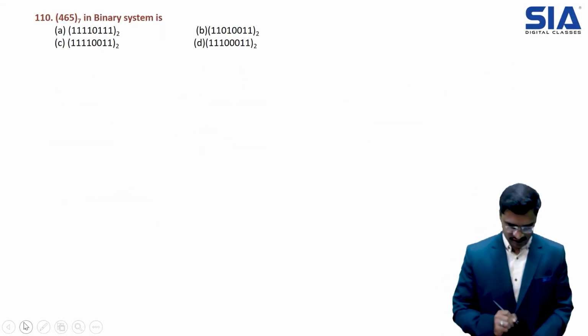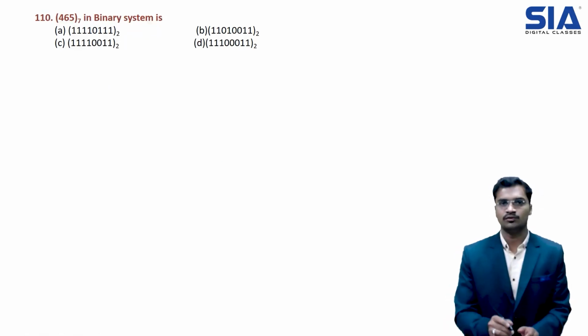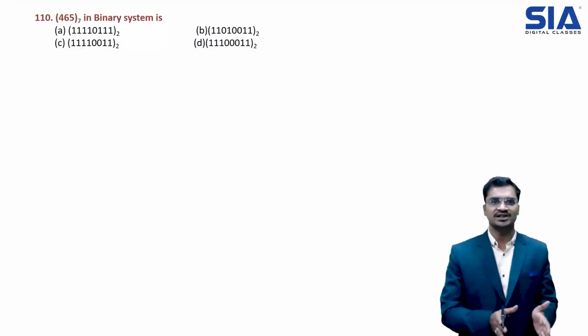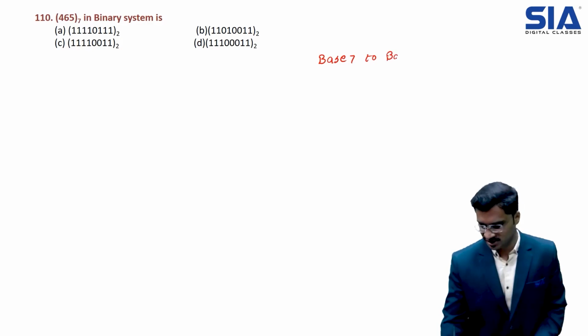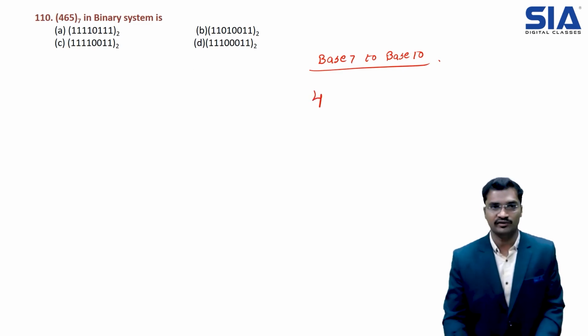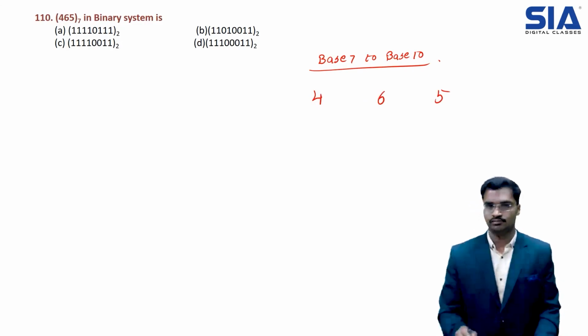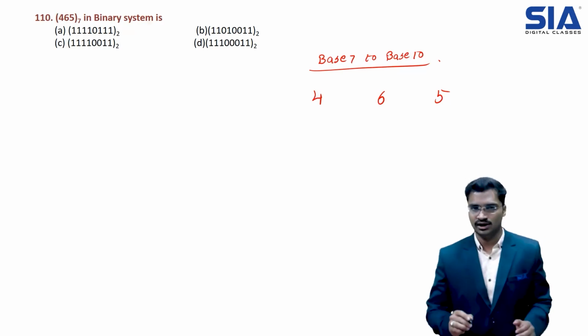Okay. Now coming to the next question, we should write this particular base 7 number into binary. So first of all, we should convert the base 7 number to base 10. How can we convert this base 7 to base 10? So let us see. The number is 465. I will write the number as itself, but I am leaving a gap here. Then I will start from the right.